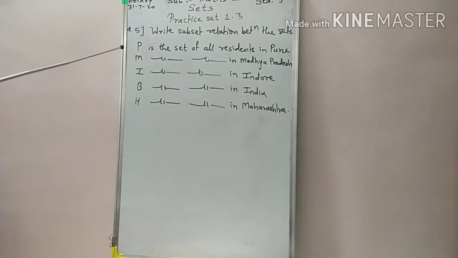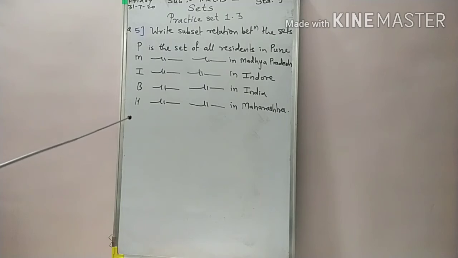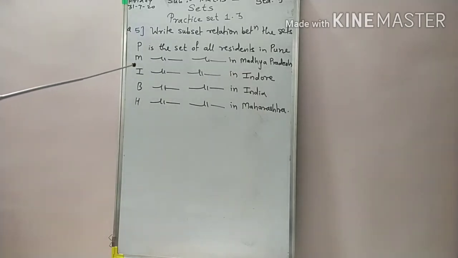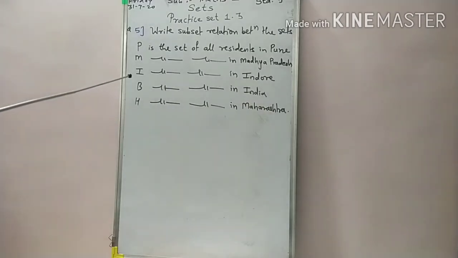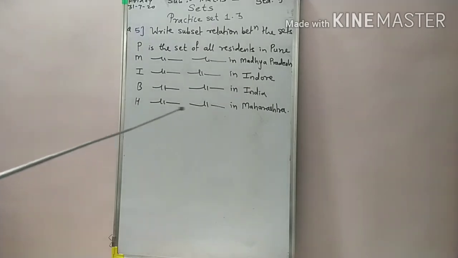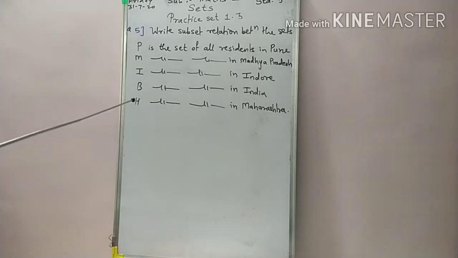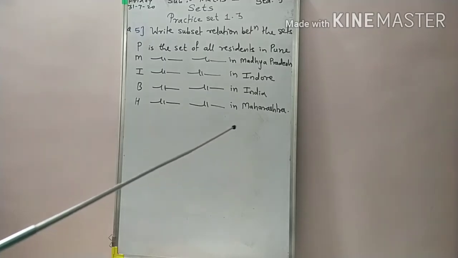So we try the fifth example. The question is: write the subset relation between the sets. We are given 5 sets. Set P is the set of all residents in Pune city. M is the set of all residents in Madhya Pradesh, which is a state. I is the set of all residents in Indore city. B is the set of all residents in India. And H is the set of all residents in Maharashtra.